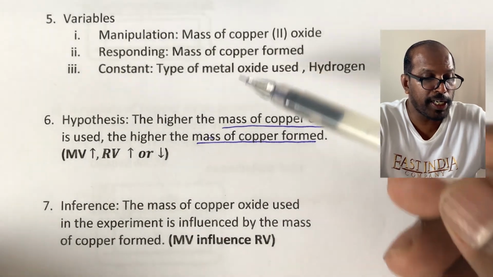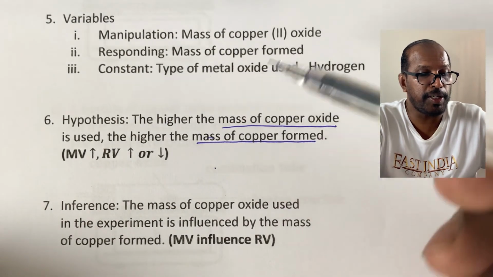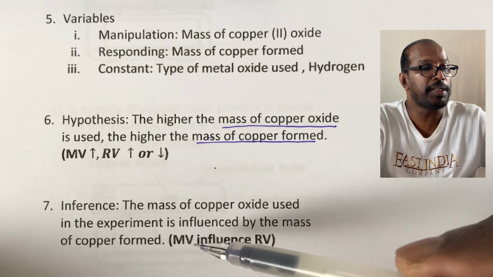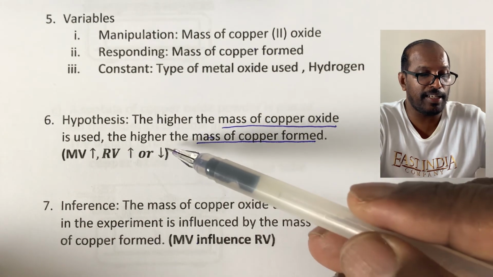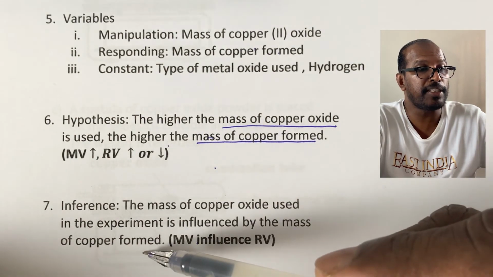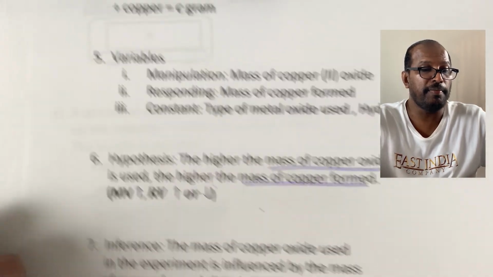Without knowing the variables, we can't determine the hypothesis. Without knowing the variable, we cannot determine the inferences. So the variables need to be found first before we can state the hypothesis and inference in any experiments in examinations.